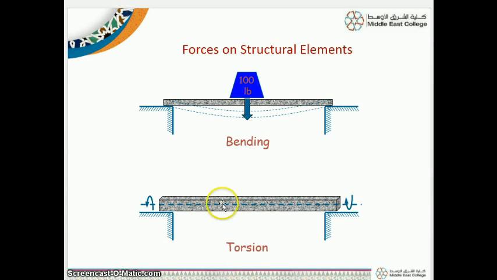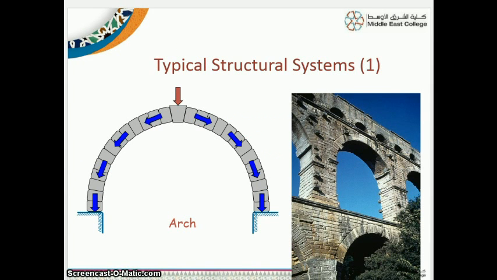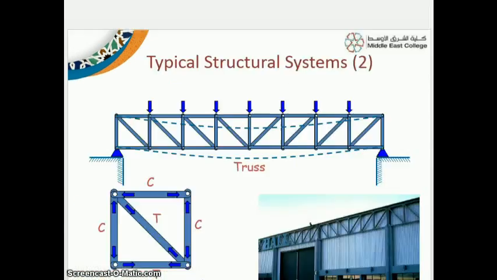At the same time, if a material is fixed on two supports and we have rotatory forces in opposite directions, this rotating in this direction and this rotating in this direction, this force is known as torsion. So we have typical structural elements. This is known as an arch. If you observe this type of structure anywhere, this is an arch structure.